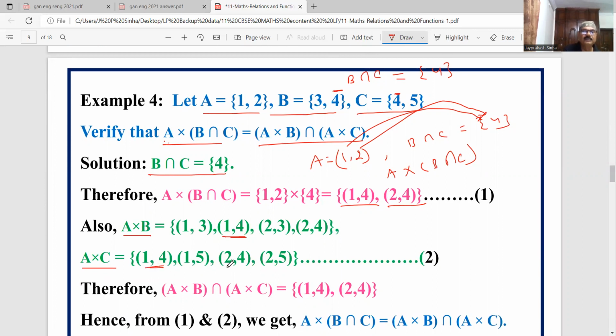1, 4, 1, 4, and then 2, 4, 2, 4. So A cross B intersection A cross C is 1, 4, 2, 4. See, and this is the same. It means this and this both are equal. So it is proved. Correct? So hence from 1 and 2 we get A cross B intersection C is equal to A cross B intersection A cross C.